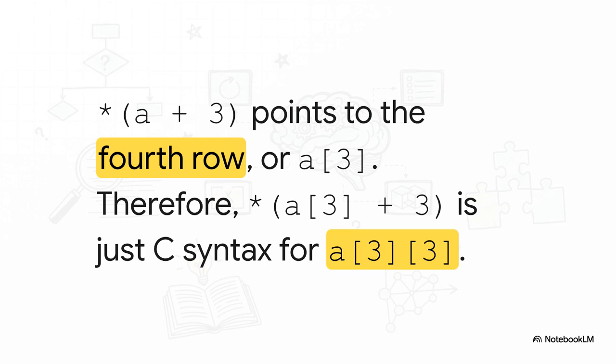What does that mean? Let's work from the inside again. In C, *(A + 3) is the exact same thing as A[3]. It's just a pointer to the 4th row of our array. So we can substitute that in, and the whole thing becomes *(A[3] + 3). And guess what? That's just the pointer way of writing A[3][3]. That whole messy, confusing line of code, it was just a secret identity for a simple array access.